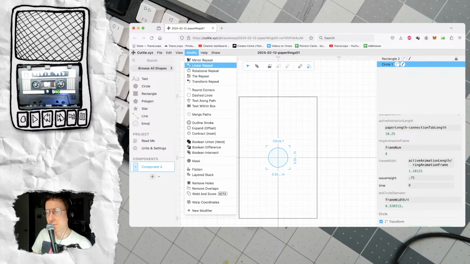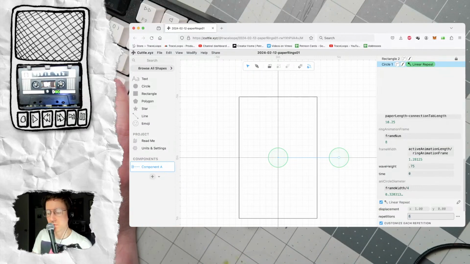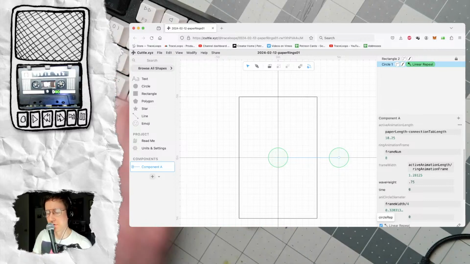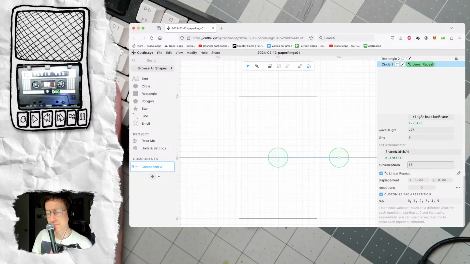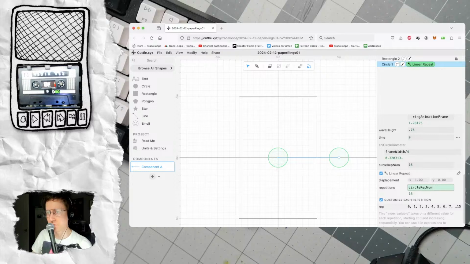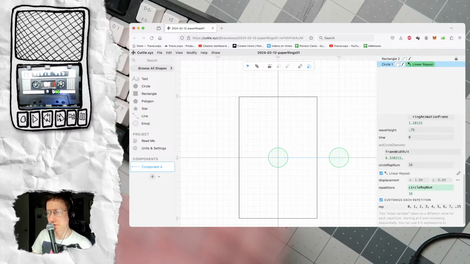I'm going to modify linear repeat, and for the time being, that's fine. Customize each rep. We're going to have this be a component, circle rep num, and we'll mess with it, but we'll have it at 16 for the start. Circle rep num. Each has a customized repetition. Actually, let's make the displacement 0.